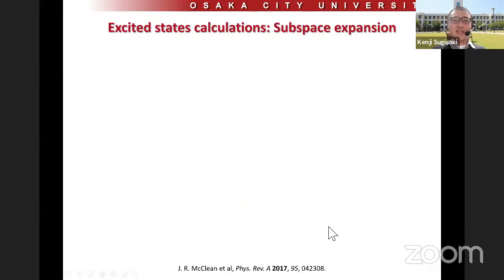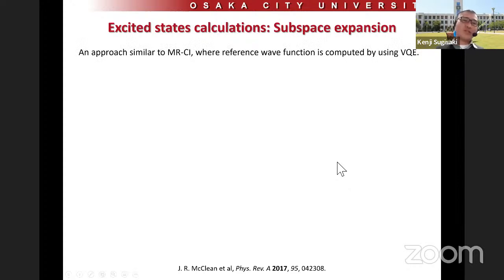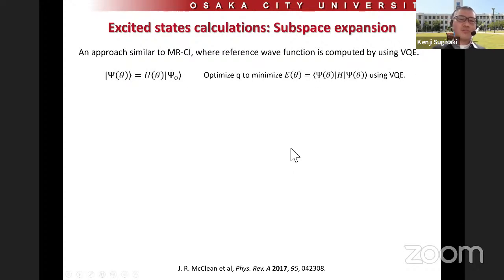Another approach for the excited state calculations is based on the subspace expansion. This approach is very similar to the MRCI on classical computers, where a reference wave function or multi-reference wave function is computed by using VQE. In this approach, first, we optimize theta, sorry, this is not Q but theta, to minimize the energy of the ground state by using VQE, just performing conventional VQE.